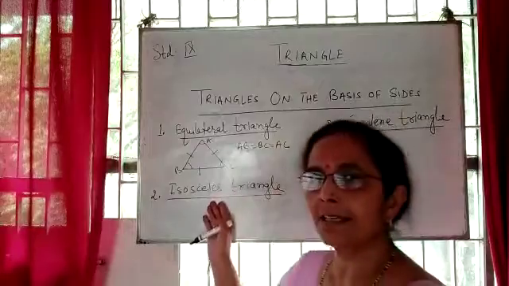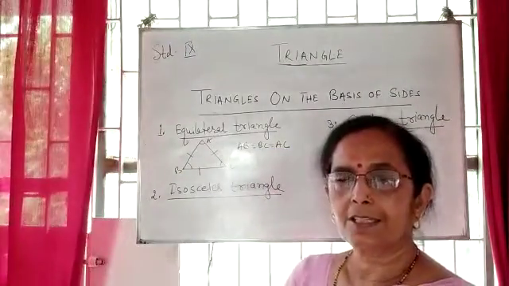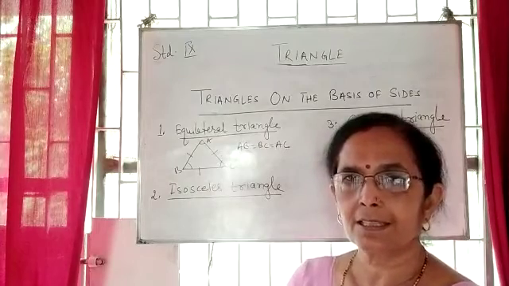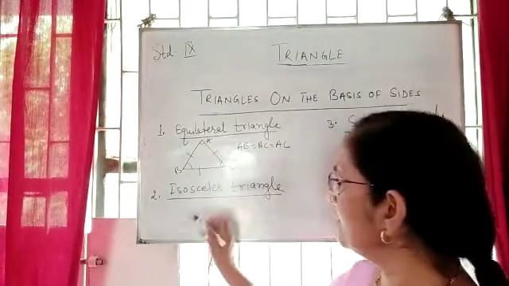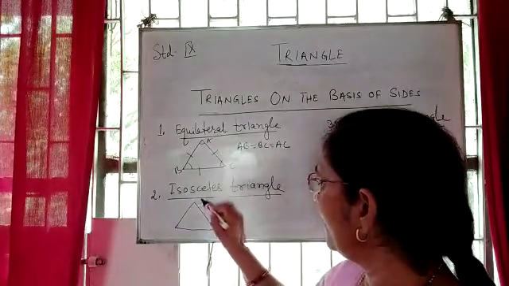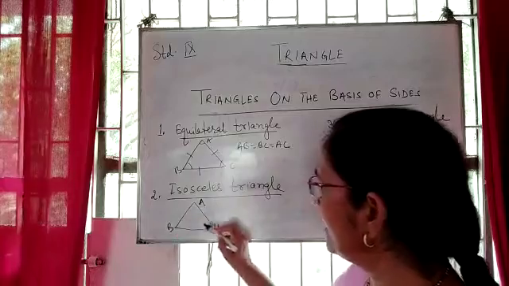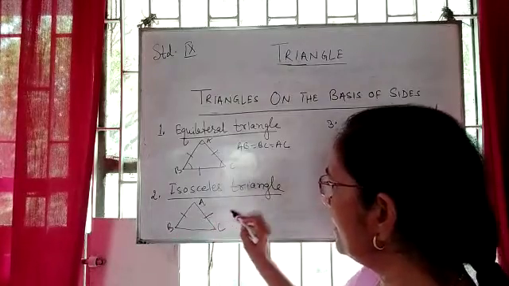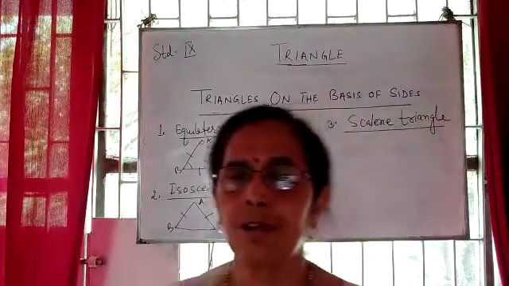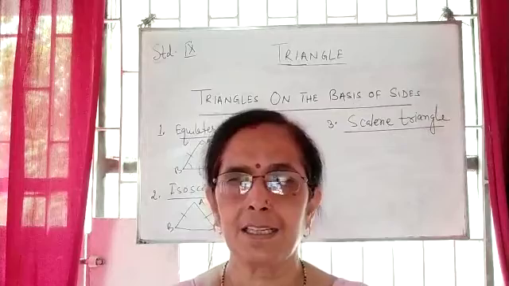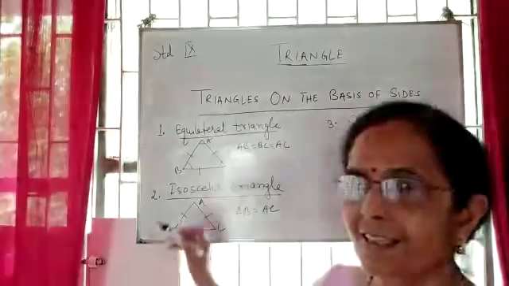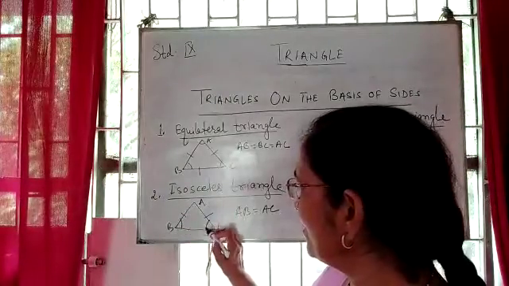And the second triangle is isosceles triangle. A triangle in which any 2 sides are equal in length is an isosceles triangle. Now see here, it is a triangle ABC. Here AB is equal to AC. So what kind of triangle is it? It is an isosceles triangle. And obviously the base angles here, angle B is also equal to angle C.